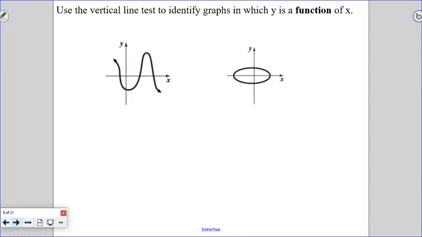Okay, first one, does it pass the vertical line test? Yep, that's a function. Second one, does that pass the vertical line test? Nope.